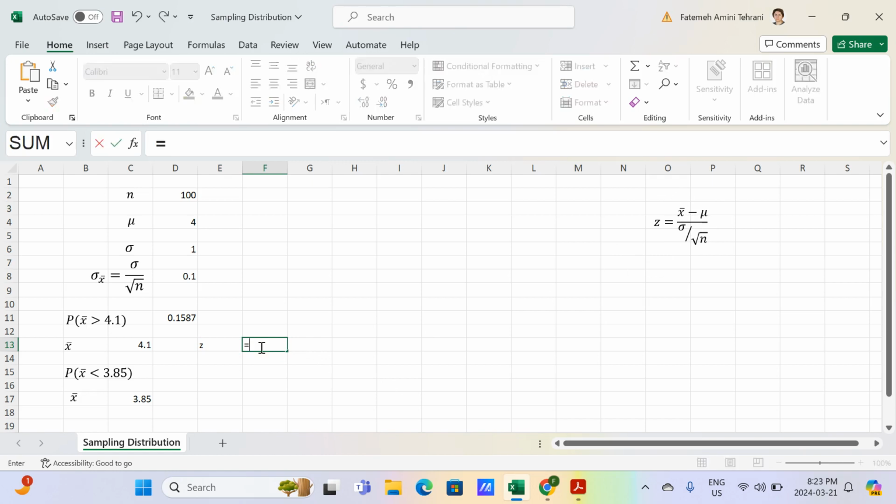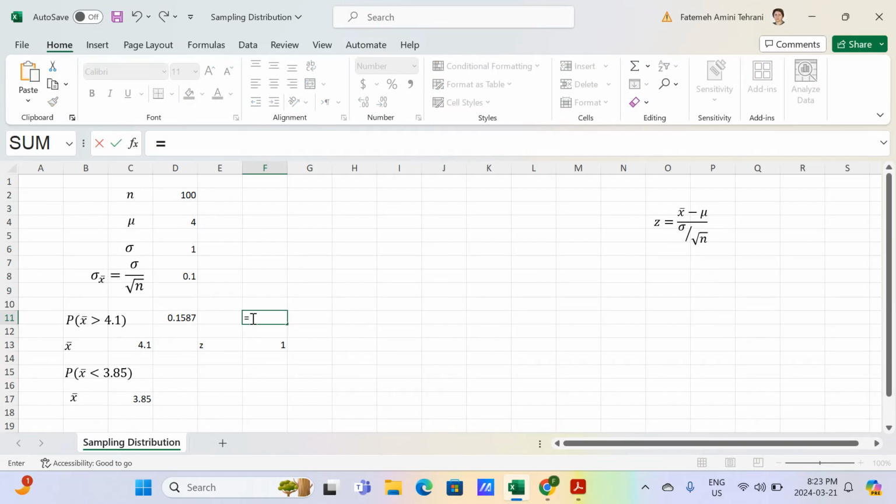So let's find z by using this formula. I'm going to substitute x bar minus mu, divided by sigma over square root of n. We already have sigma over square root of n. Okay, z is 1. Now to get the same probability, I can work with the standard normal distribution, and then I need to work with the z value of 1.